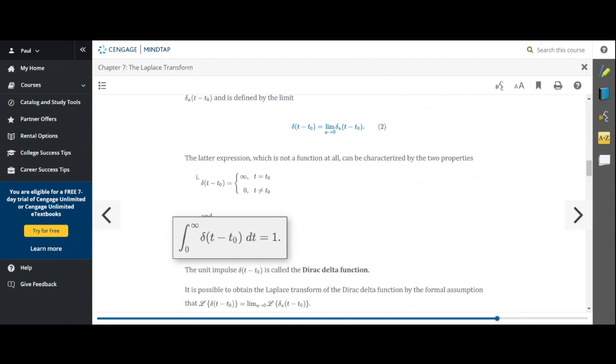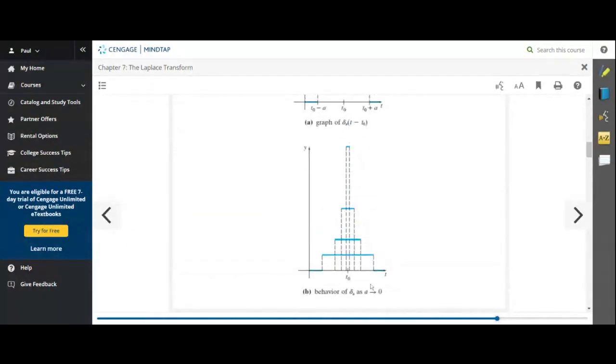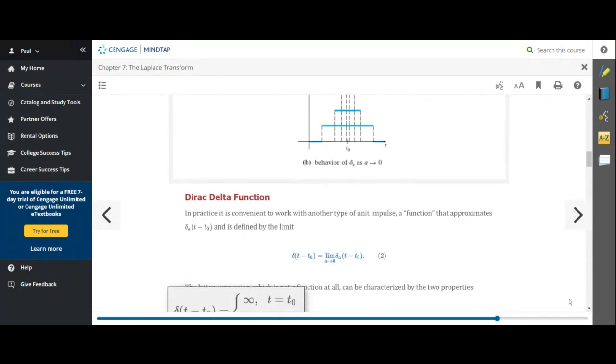Both conditions 1 and 2 are conditions that we use to model the unit impulse function, and it makes absolutely good sense based on how we derived it. So naturally, okay, we have this Dirac delta function.